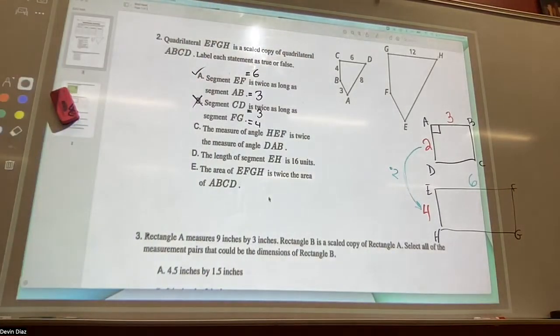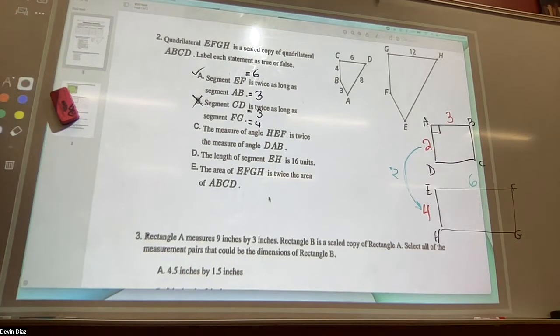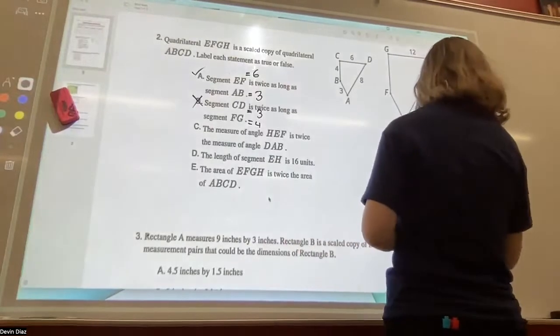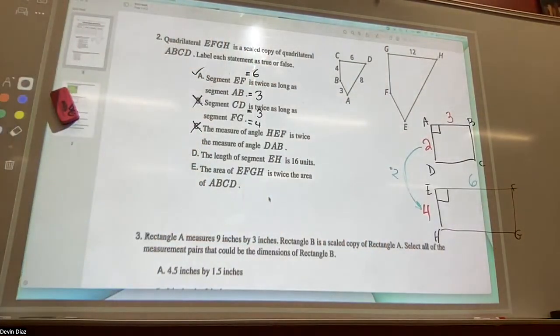So, I've got a question. If I get my rectangle to be bigger, did my angle change? If I made my rectangle bigger, did my angle change? No, it didn't change, did it? No, because it's still a rectangle. So the angle did not change.